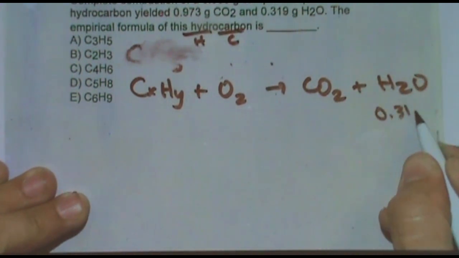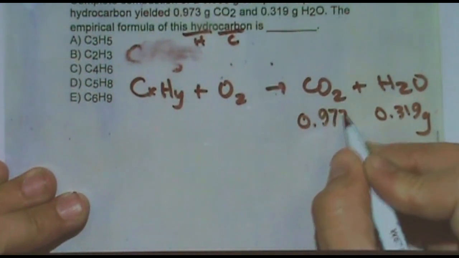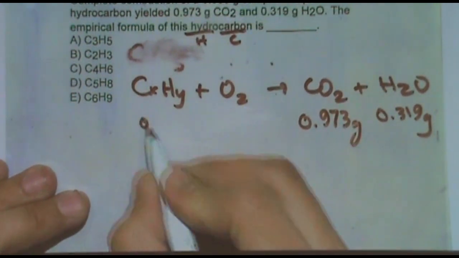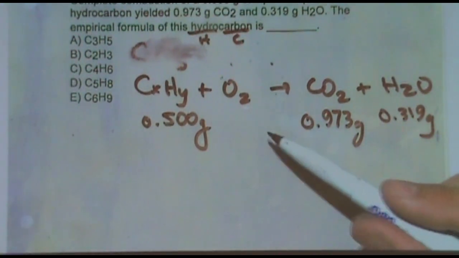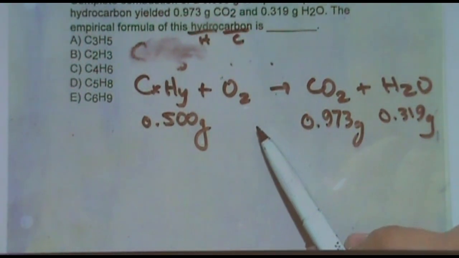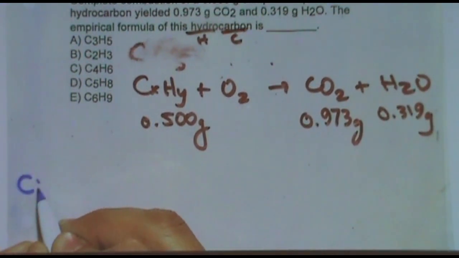There's 0.319 grams of this, 0.973 grams, and 0.500 grams. Should I find the grams of oxygen? No, it doesn't matter. You could, but you're wasting your life. Okay? All right. So you want to find the x and y. Let's try that. We'll start with the carbon.